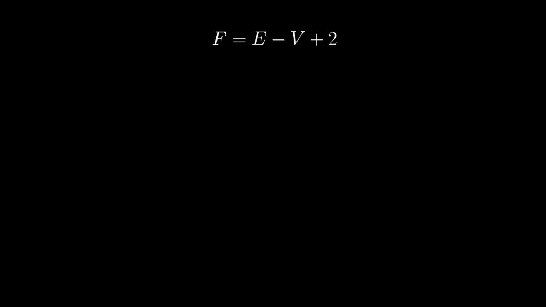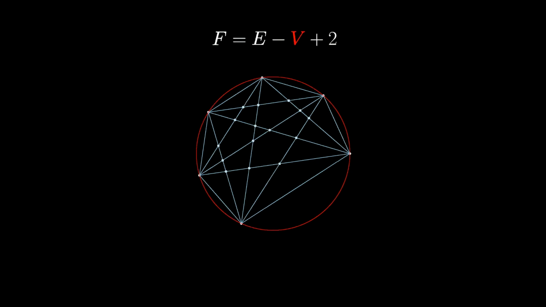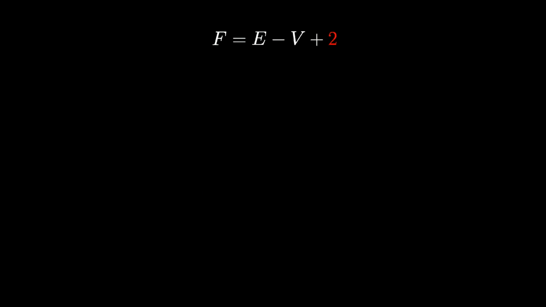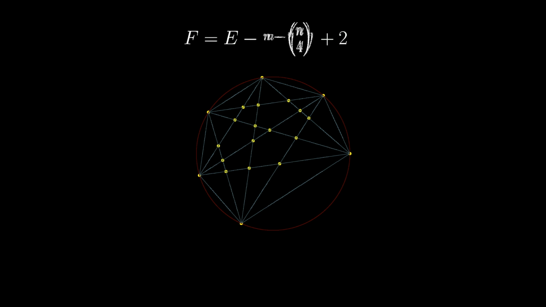In particular, the number of regions in this picture is the number of edges in our new graph minus the number of vertices plus 2. Since our new graph retains the n original vertices and adds on another n choose 4 for intersection points, we replace the minus v term with minus n choose 4.